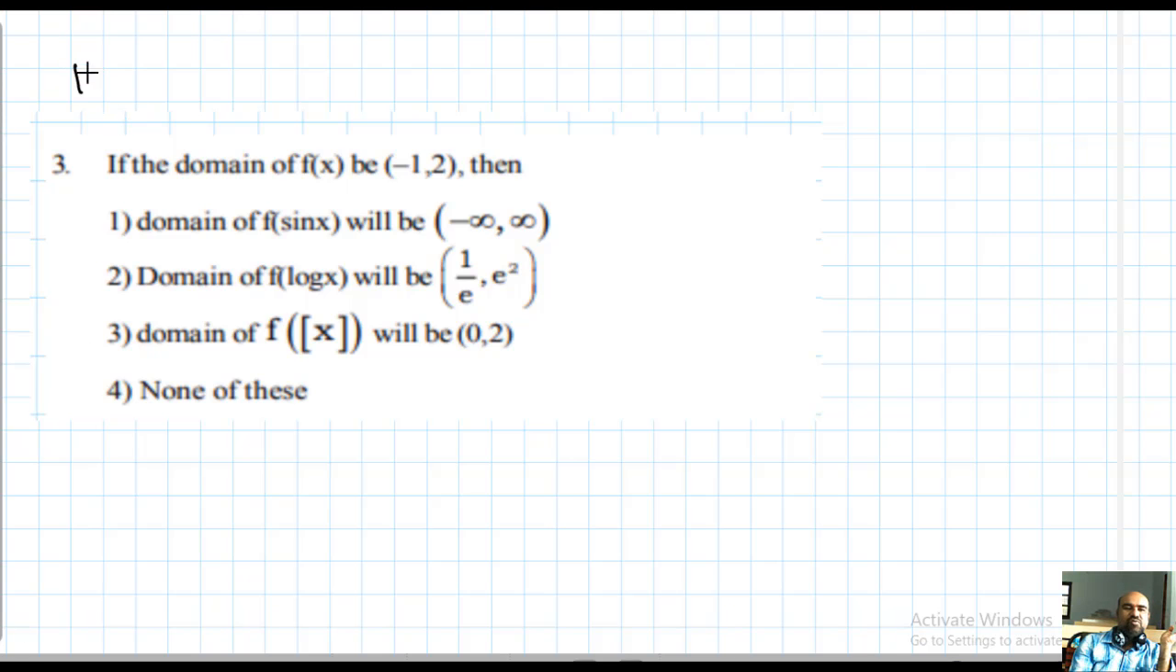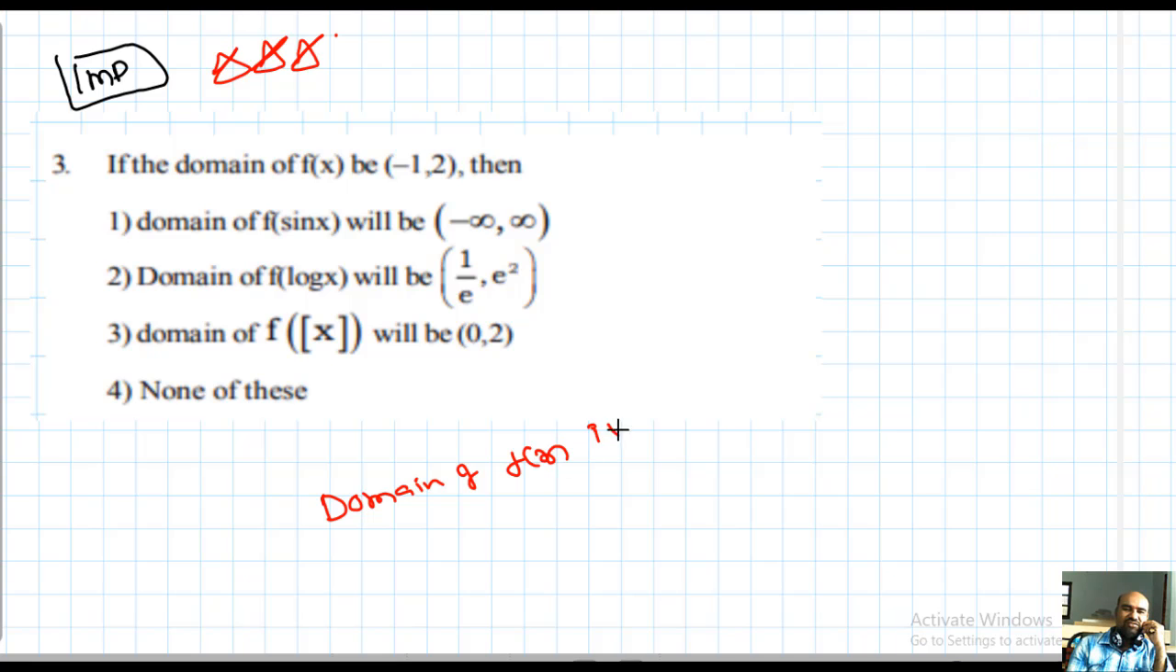This is an important model, a very important problem. Okay, the domain of f of x is minus 1 comma 2. What it means? x lies between minus 1 and 2, like that. So then the domain of f of sin x, interesting. The domain of f of x is minus 1 to 2.